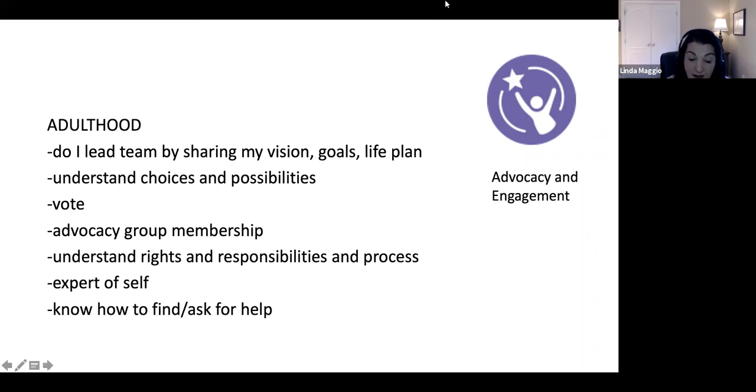Make sure they continue advocacy group membership, either in person or on Facebook, and that they continue to be an expert on themselves with confidence. If they have questions or need clarification, have them reach out to their support team and continue to be an expert on themselves. And then make sure they know how to find and ask for help.